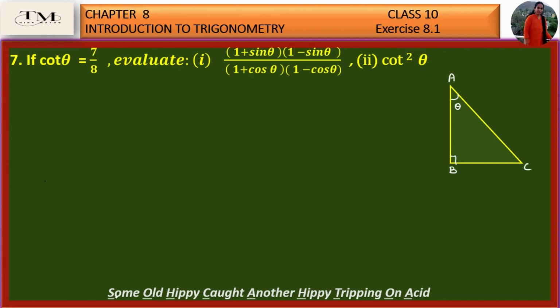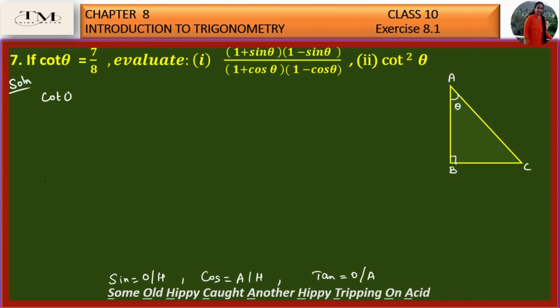So we know from this, SOH CAH TOA: S stands for sin, sin theta is equal to opposite by hypotenuse. C stands for cos, cos is equal to adjacent by hypotenuse, and T is tan, which is equal to opposite by adjacent. So cot theta is nothing but the inverse of tan theta. So cot theta is equal to 1 by tan theta. So let us start the solution.